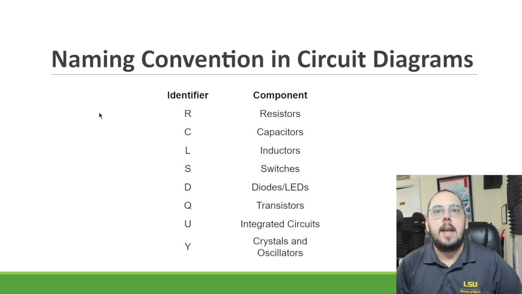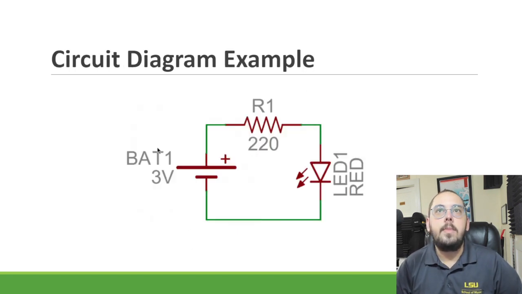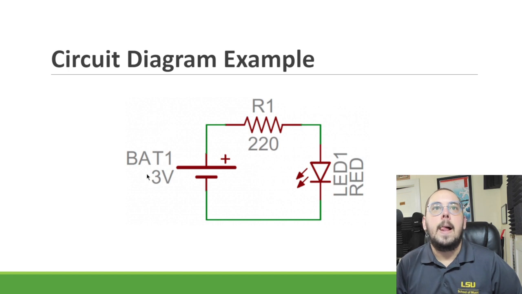So it kind of depends on what you would be building, but you may see in a diagram these letter indicators. Okay, so here's an example: we have a battery 1. The positive is marked. It's a 3-volt battery. It runs through resistor 1. There's the symbol that is 220 ohms, and then through LED 1, and that's a red LED, before going back to ground.